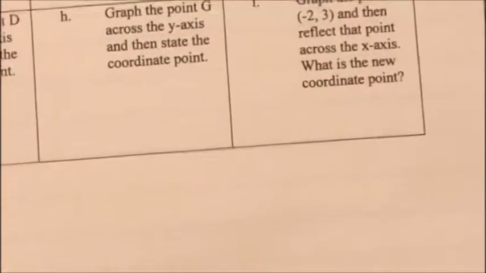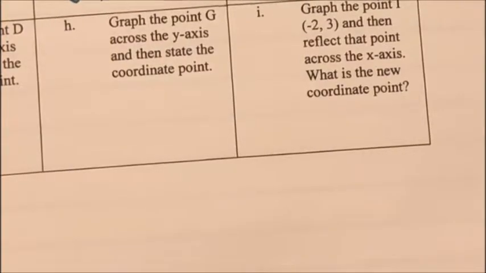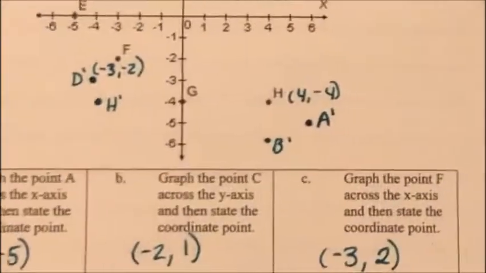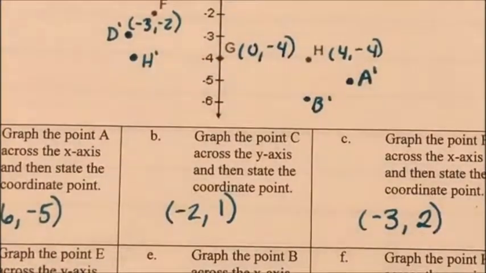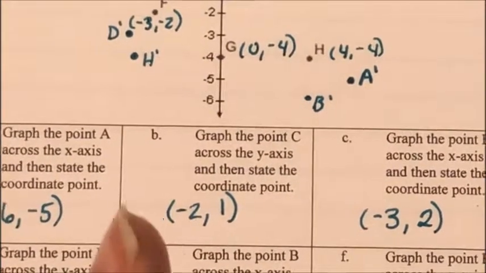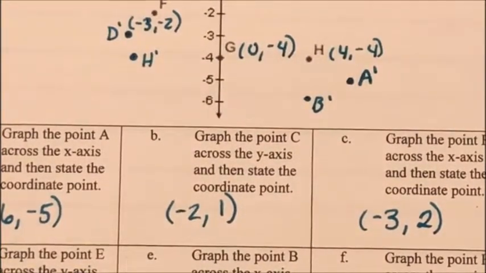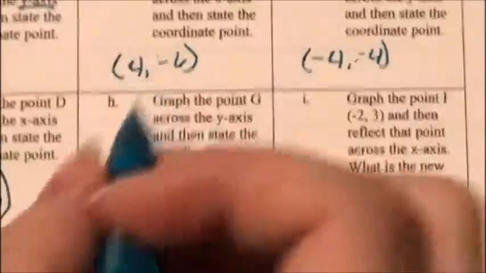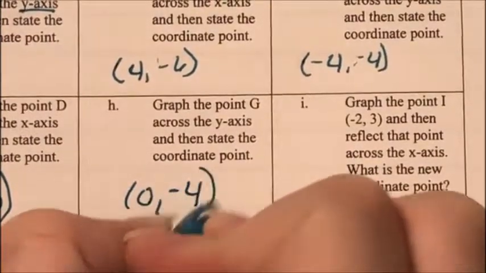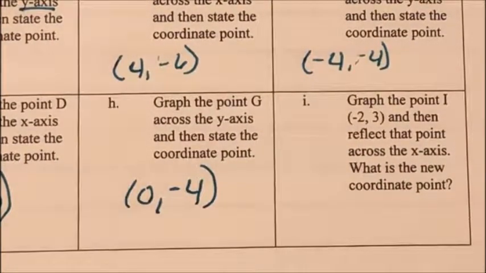Okay. There's my point. Letter H, graph the point G across the y-axis. So there's G. G is 0, -4. Going across the y-axis, so my x value is opposite. Well, the opposite of 0 is 0. And the y value stays the same. So it's going to be the same point. So 0, -4. Okay.